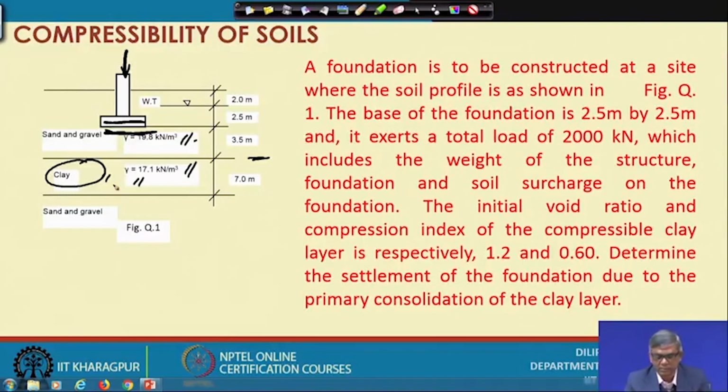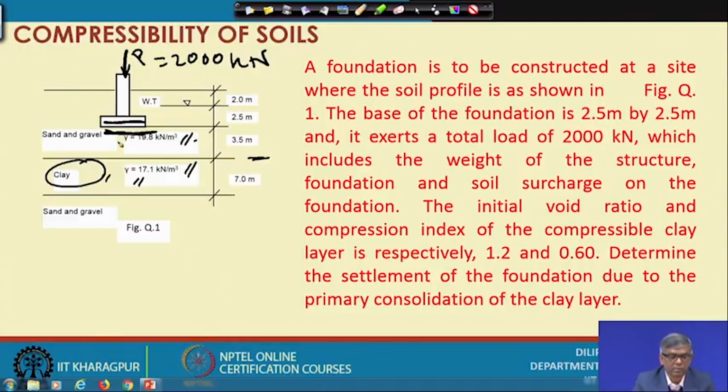The problem, once again I read the problem. The foundation is to be constructed at a site where the soil profile is as shown in the figure, and the base of the foundation is 2.5 meter by 2.5 meter. This is the dimension of the footing, 2.5 by 2.5, and it exerts a total load of 200 kilonewton. So, that means P is equal to 200 kilonewton. Pressure will obviously be 200 divided by 2.5 into 2.5.